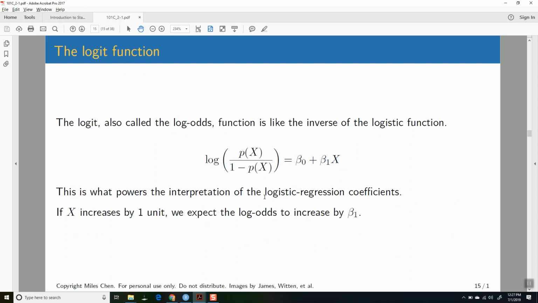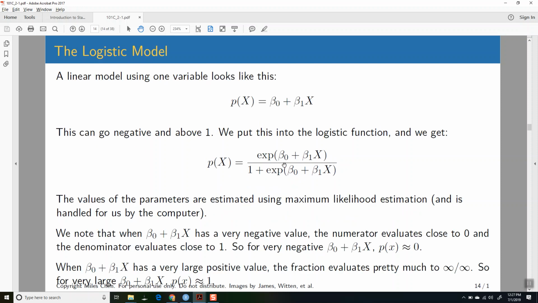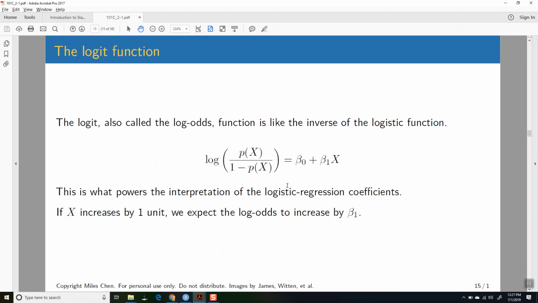And we can do some math, right? We can take the log of this and rearrange terms. And if we do that, we can get this thing. This is called the logit, or the log odds function, okay? The log odds function turns this thing back into this linear form, okay? And this is what allows us to kind of make interpretations of, I guess, of our regression coefficients, right?